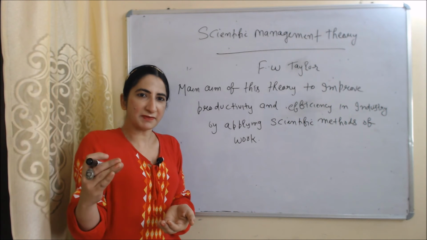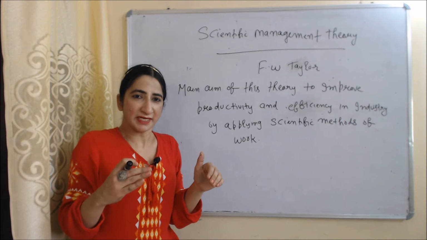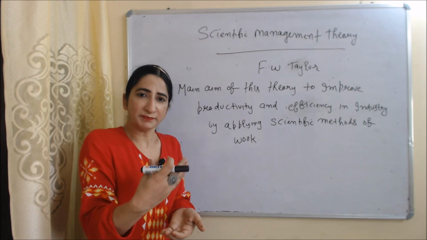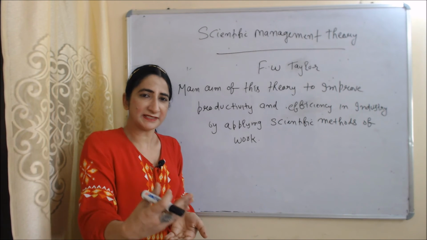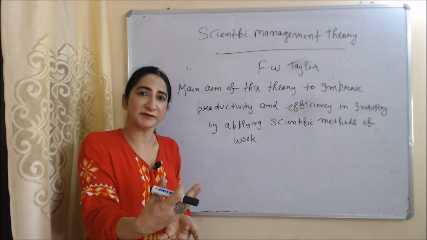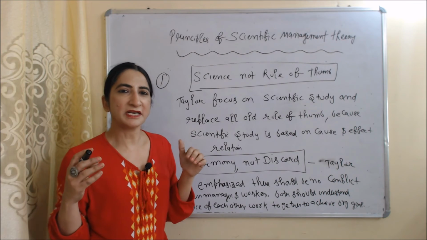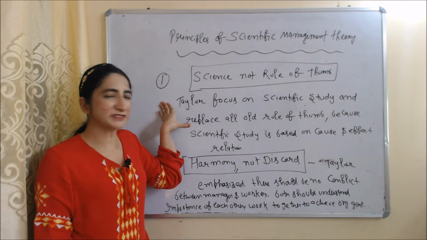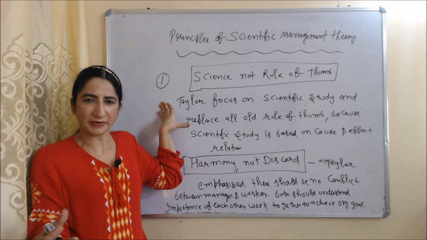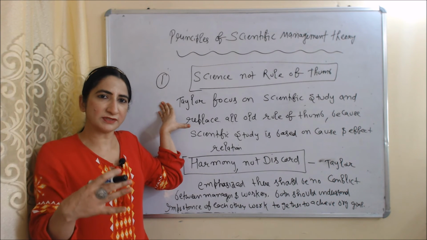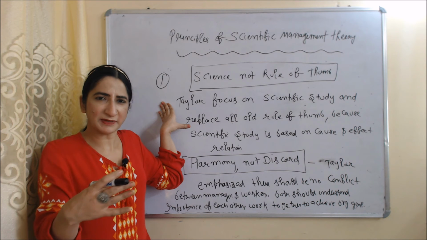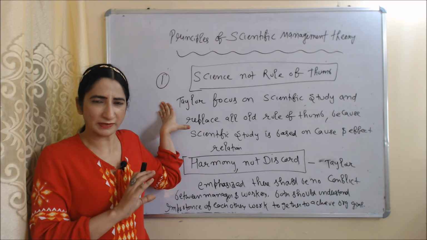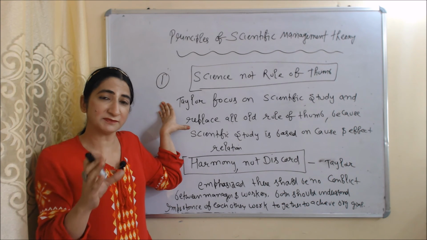This theory is given by F.W. Taylor, and main aim of this theory is to improve productivity and efficiency in industry by applying scientific methods of work. Now we will see principles of scientific management. First principle is science, not rule of thumb. Taylor focused on scientific study and he replaced all old rule of thumbs because scientific study is based on cause and effect relation.